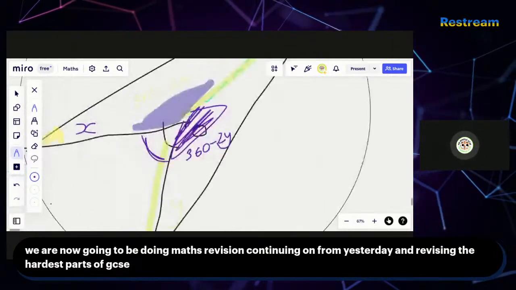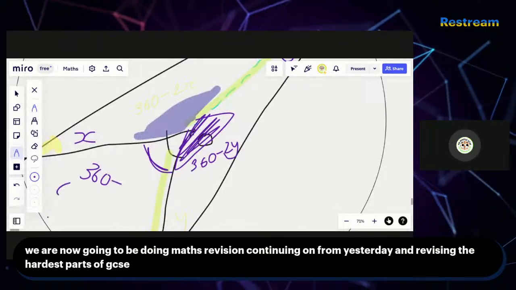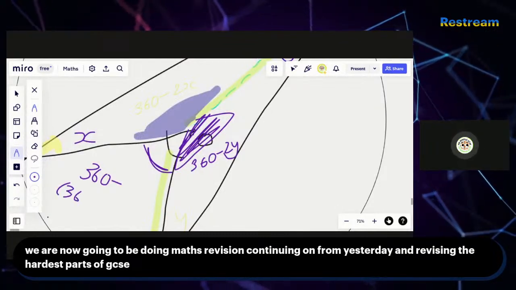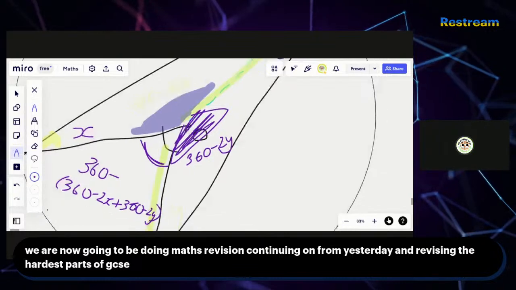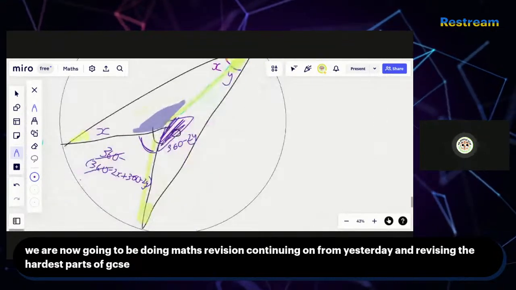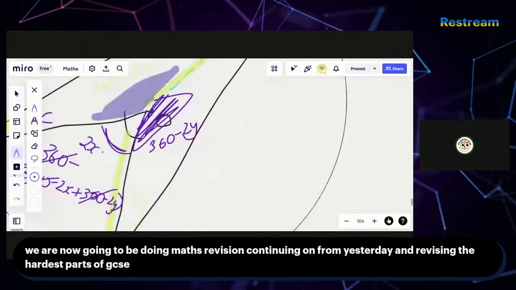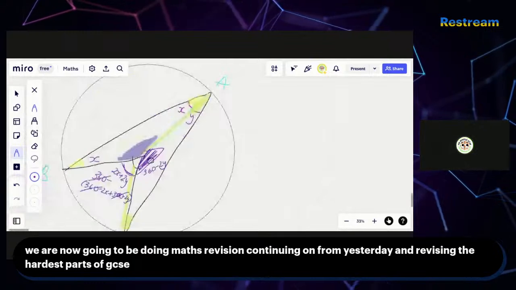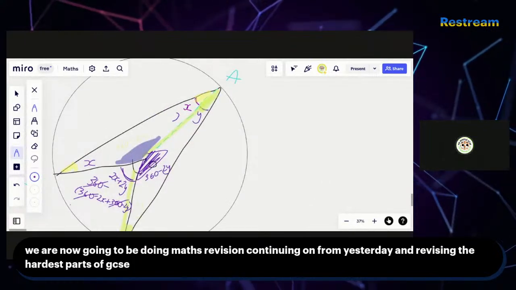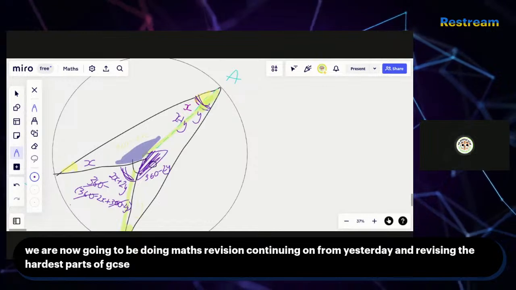But now we know that this angle is 360 minus these two added together. So 360 minus 2x plus 360 minus 2y. And over here the 360s cancel out, and we get 2x plus 2y, and 2x plus 2y is exactly this times 2, because this angle is x plus y, this angle is 2x plus y, and therefore that's proven that angles at the center are double angles at circumference.